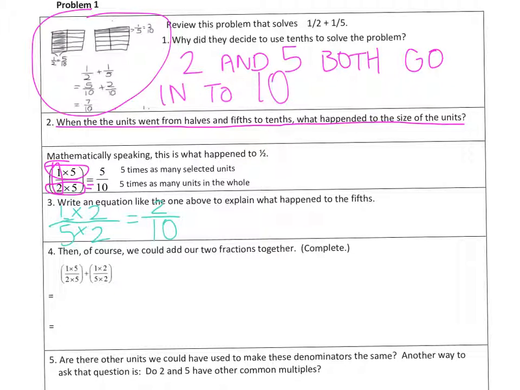So then we would add it together. So that looks like this. Right here we have our 1/2 and our 1/5. But we converted it to tenths, so we know that's really 5/10 plus 2/10, which would equal 7/10.